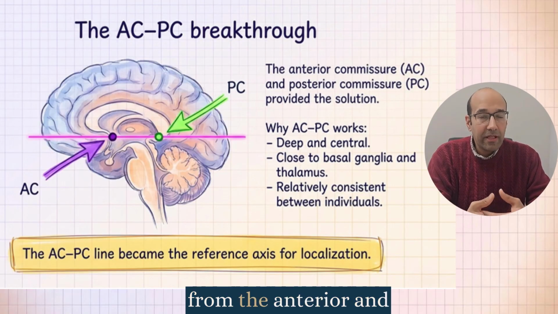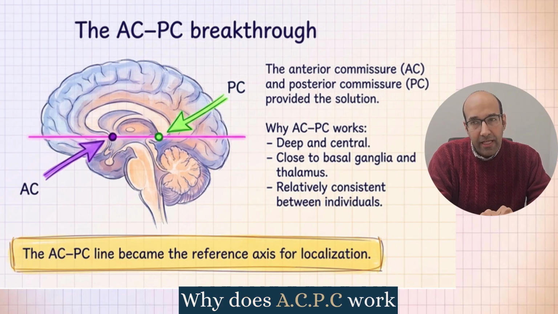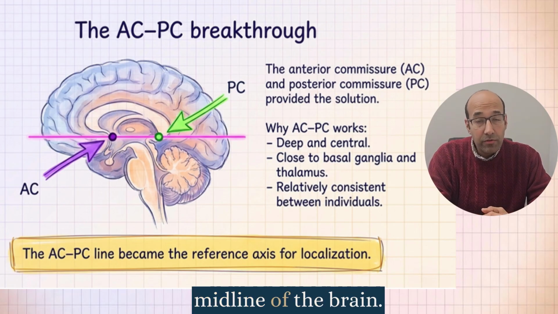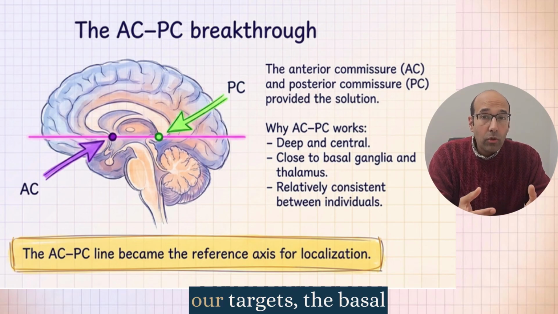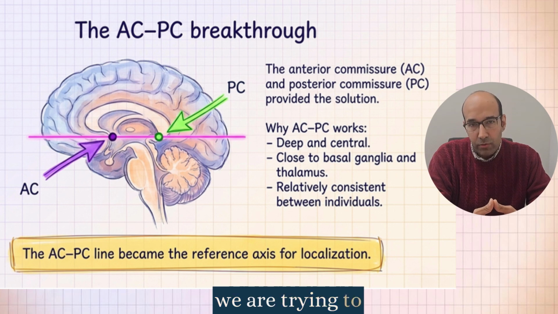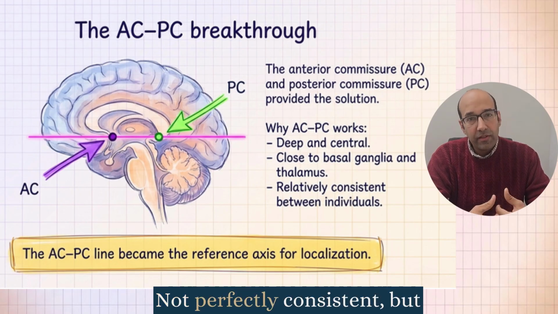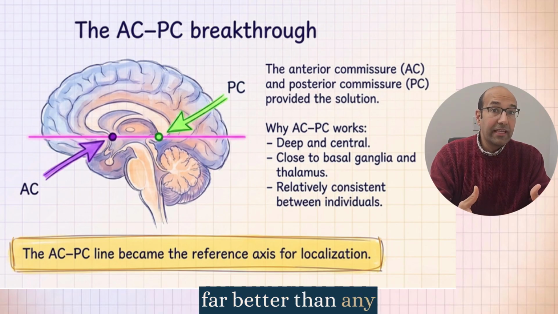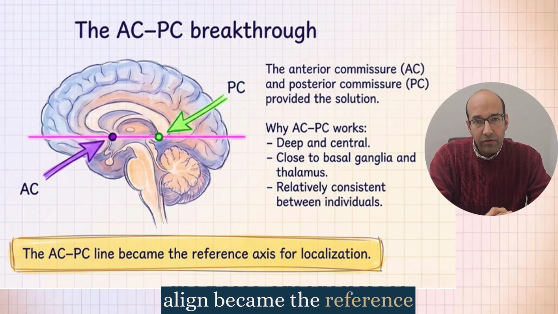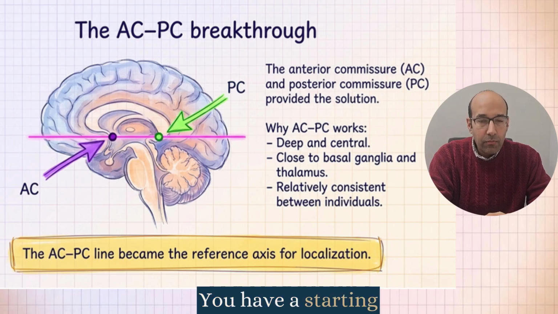And that solution came from the anterior and posterior commissures, AC and PC. Why does ACPC work so well? First, it's deep and central, right in the midline of the brain. Second, it's close to our targets, the basal ganglia, the thalamus. These are the structures we are trying to reach. Third, it's relatively consistent between individuals. Not perfectly consistent, but far better than any external landmark. The AC-PC line became the reference axis for functional neurosurgery. You have a coordinate system, you have a starting point for targeting.